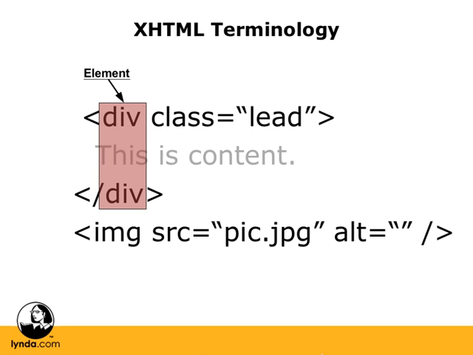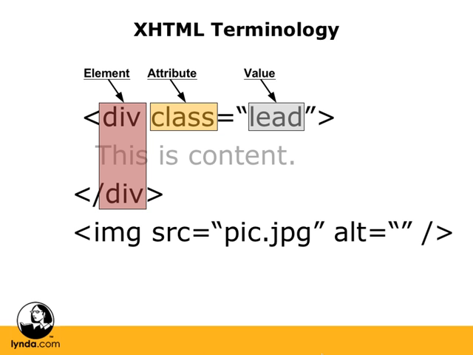Now, elements can have what are known as attributes, and they can have multiple attributes. This div has an attribute of class. It has a class attribute. An attribute simply describes some aspect of the element, and every attribute has a value. In this case, we have a class of lead, so the value for the class attribute is lead.